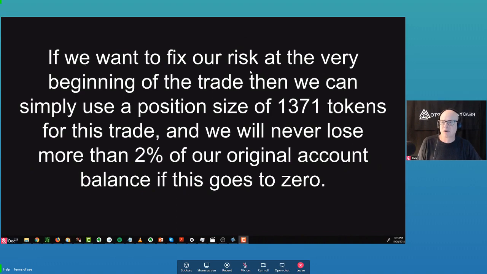So again, if we want to fix our risk at the very beginning of the trade such that we don't really care what happens to it, use that 1371 token size. We'll never, ever lose more than 2% of our original account, even if the coin goes to zero. The other benefit of doing this is that you're almost, I won't say an uninterested participant, but there's certainly that lack of adrenaline in the trade. It just becomes sort of a business-like thing. You're like, oh, yeah, it's 2%. Did it go up or down? I don't know. I wasn't paying attention.